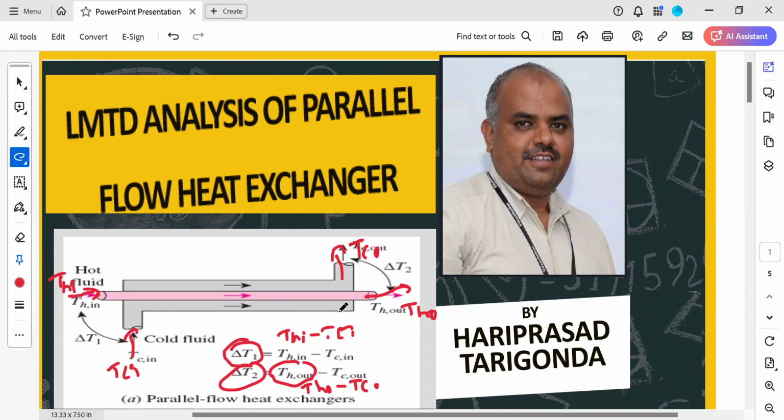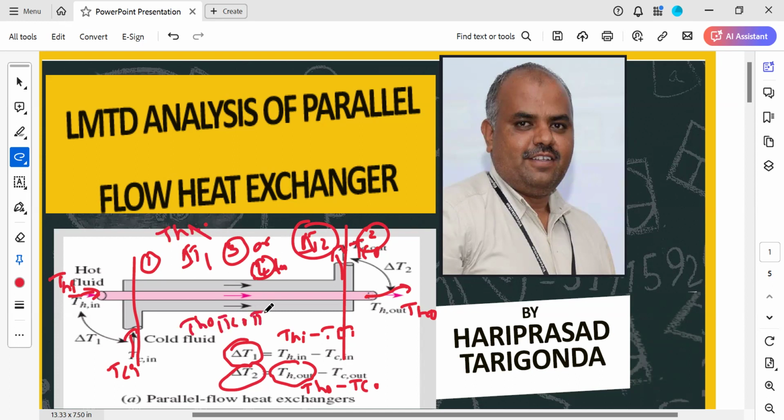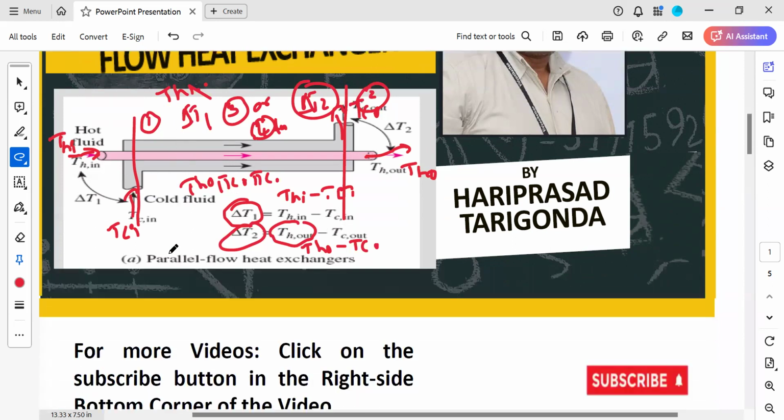So this is the temperature difference at section 1 and section 2. This is section 1 and this is section 2. The temperature difference here is called delta T1 and here it is called delta T2. In order to apply the LMTD analysis, we need at least three temperatures, that is any three of the four temperatures THI, TH naught, TCI and TC naught. Then only we can apply LMTD analysis. Otherwise, we need to go for the NTU method. Let us go to the LMTD analysis.